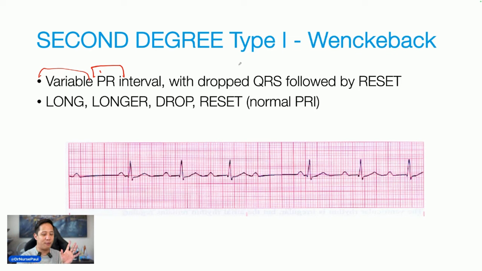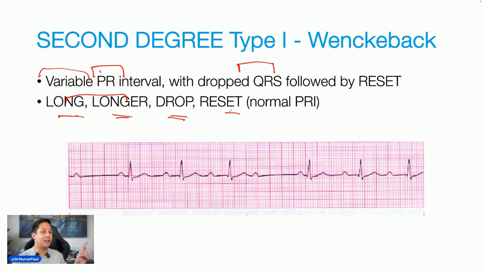And there's a dropped QRS. What is a dropped QRS? A P that is not followed by QRS. In the normal EKG, every P has a QRS, right? After atria, ventricle: P, QRS, P, QRS. A dropped QRS is P, blank, P, QRS. Reset is normal PR interval. So this is how it goes. Long, longer, drop, reset. We're talking about PR interval here.